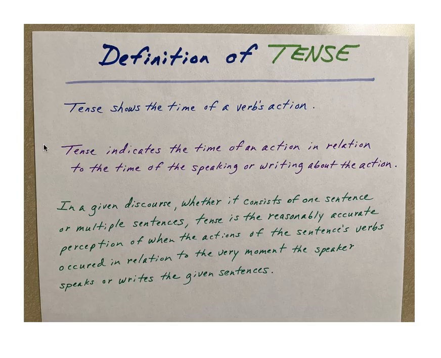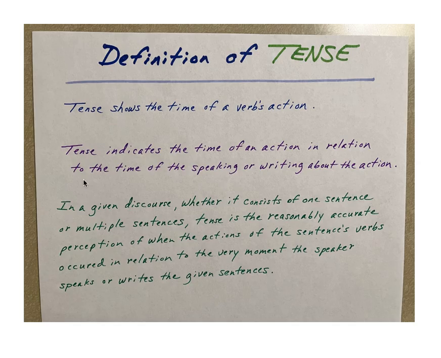So the definition of tense has changed over the years. Back in the day, let's say 35 years ago, someone would say, tense shows the time of a verb's action. All right, then maybe 25 years ago, a good grammar book would tell you that tense indicates the time of an action in relation to the time of the speaking or writing about the action. That's what they would have told you in their definition.